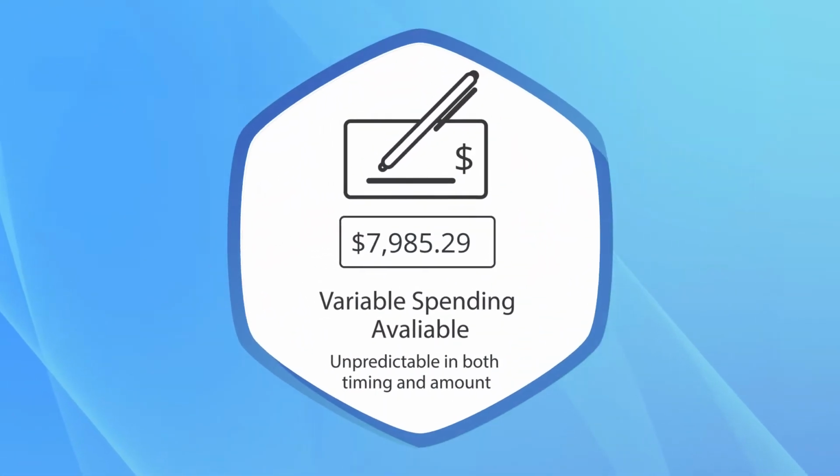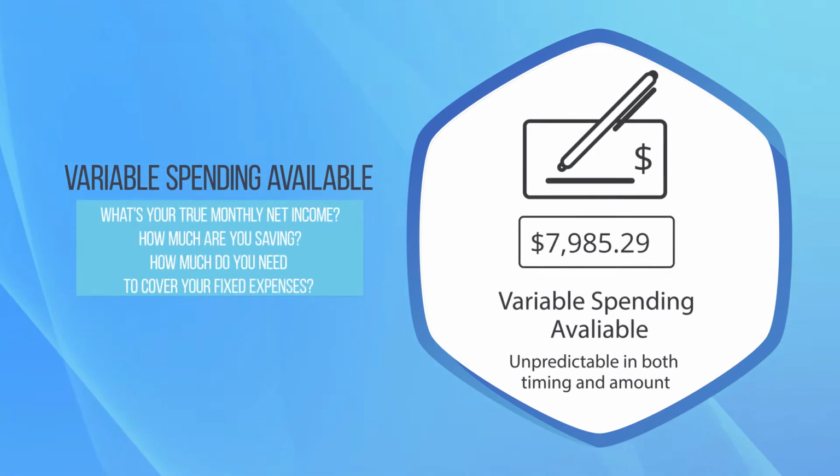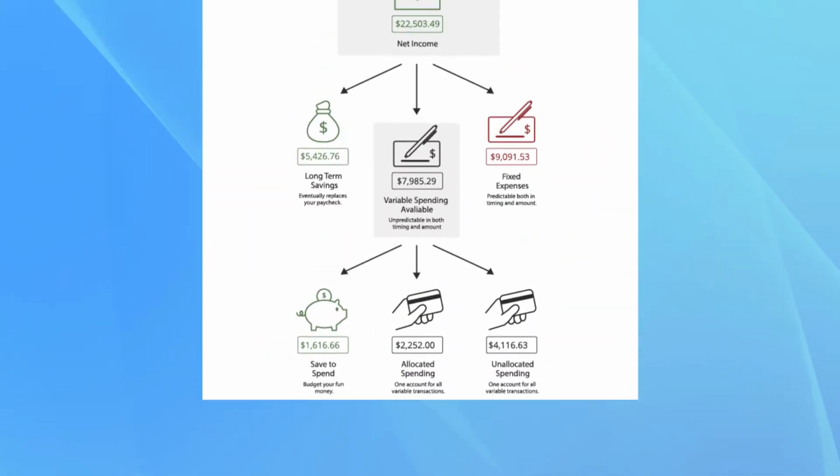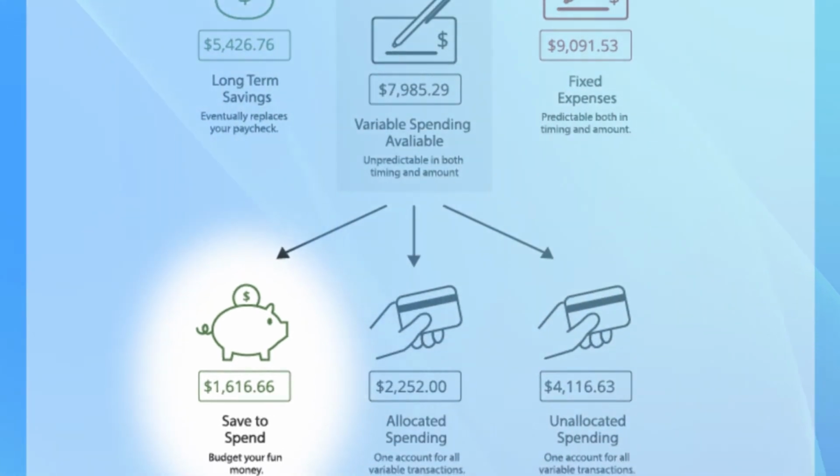We started with, what's your true monthly net income? How much are you saving to replace your income in the future? And how much do you need each month to cover your fixed expenses? Here's what's left over for variable spending available. Now, we are going to empower the client to take it from here. So if I isolate the variable spending, there's 3 categories that the system will produce for you. There's the Save to Spend category.